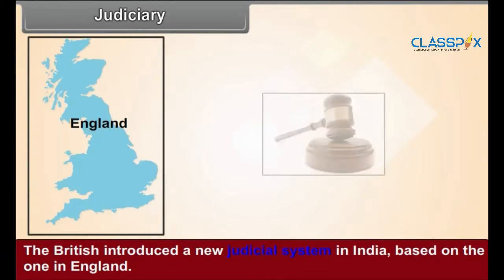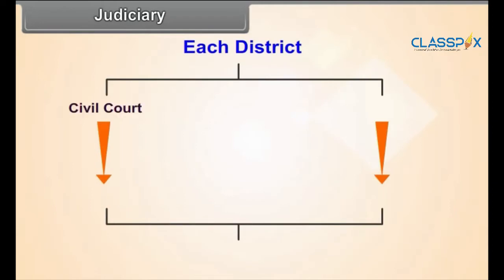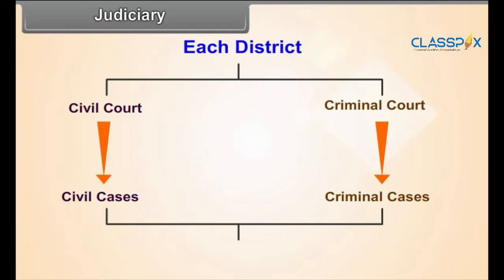The British introduced a new judicial system in India based on the one in England. Each district had a civil court for conducting civil cases and a criminal court for trying criminal cases. High courts were established to review the judgments delivered by these district courts.